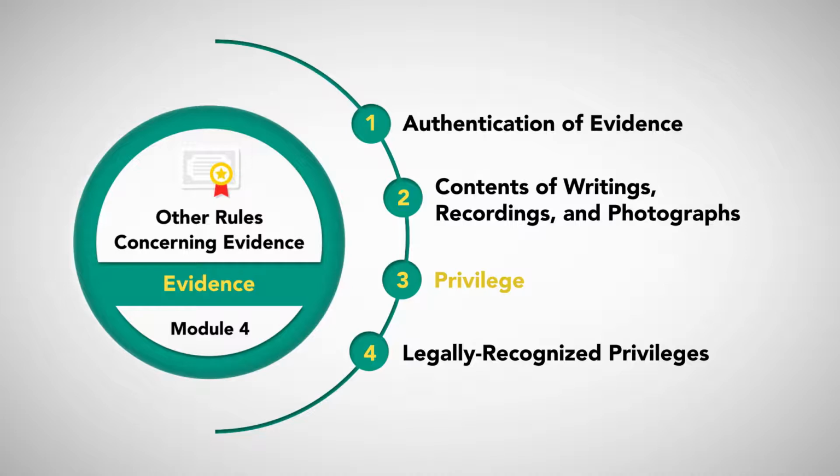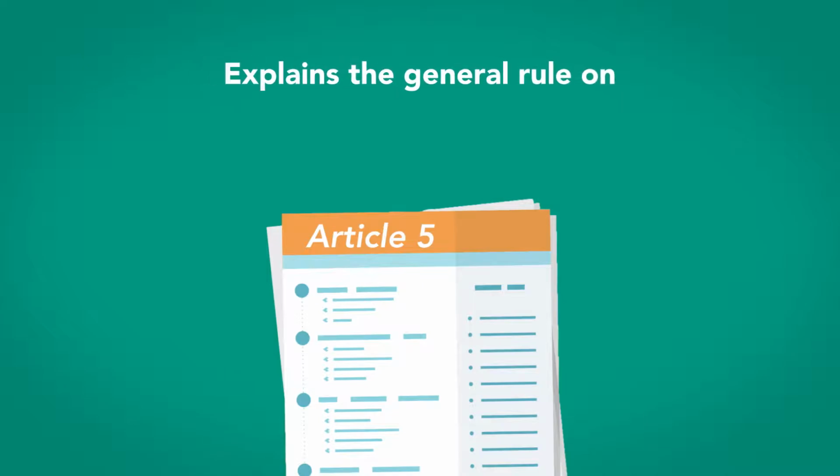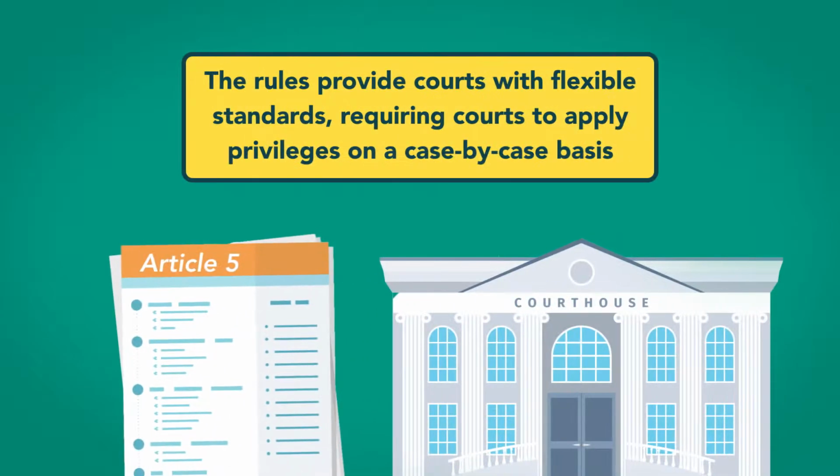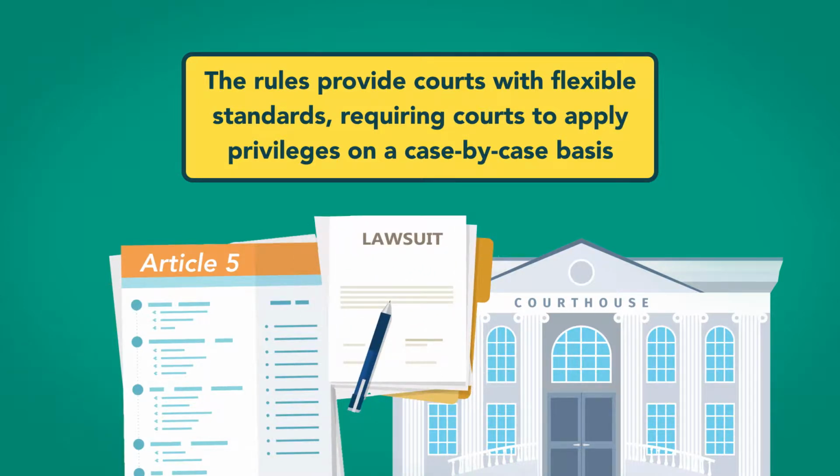Privilege. Article 5 of the Federal Rules of Evidence explains the general rule on privileges. The rules provide the courts with flexible standards requiring courts to apply privileges on a case-by-case basis.